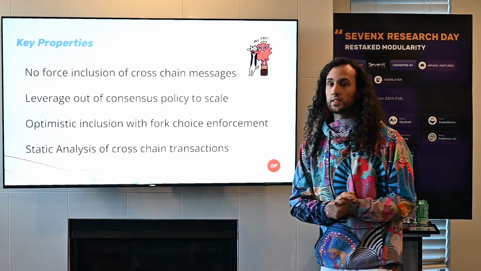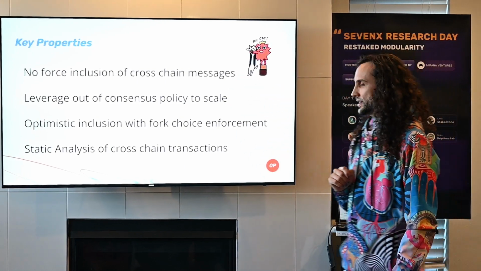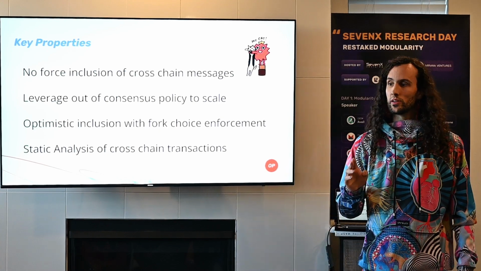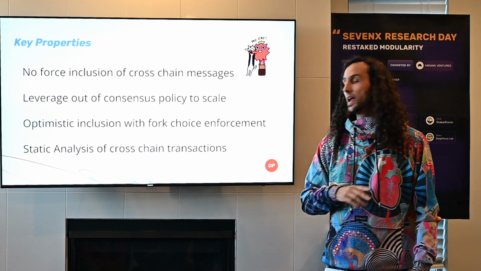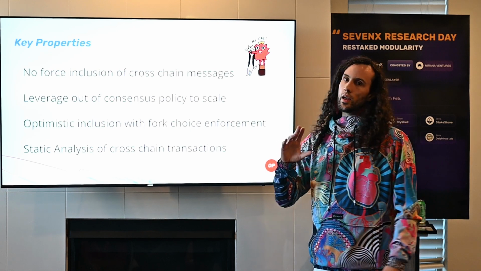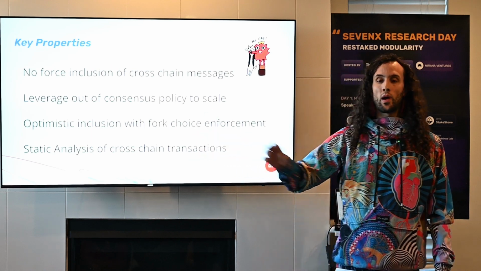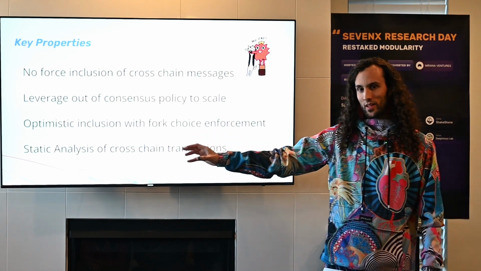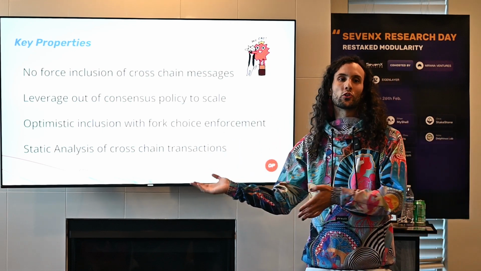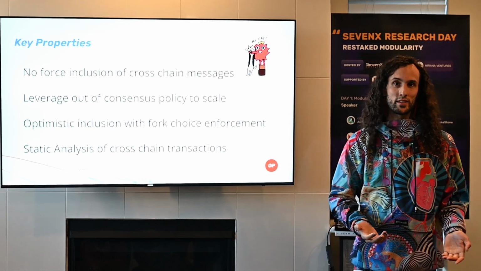So, some key properties of this design. There's no forced inclusion of cross-chain messages. Anytime that you have forced inclusion of some sort of cross-chain message, it adds a lot of complexity. If your cross-chain message can trigger execution, now you need to be aware of the gas market on the remote chain. You also need to be aware of the possibility of all possible chains sending cross-chain messages to the same chain at the same time. You don't want to allow for denial of service.